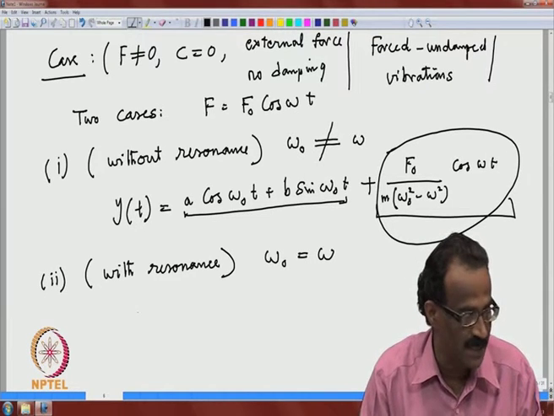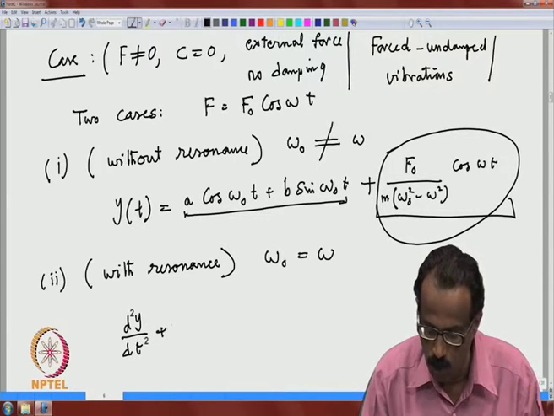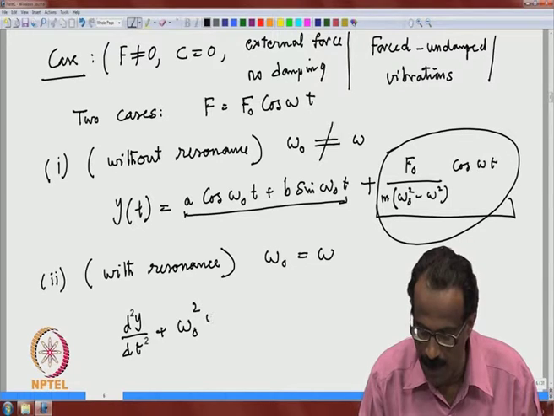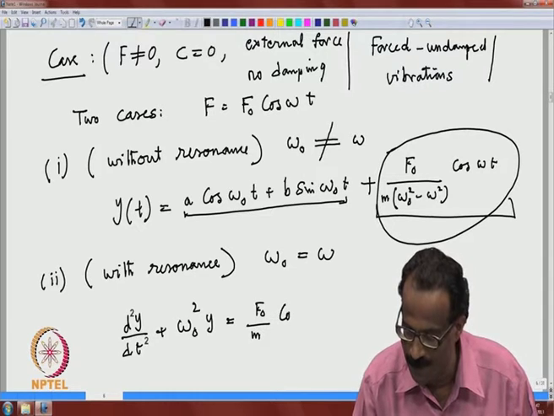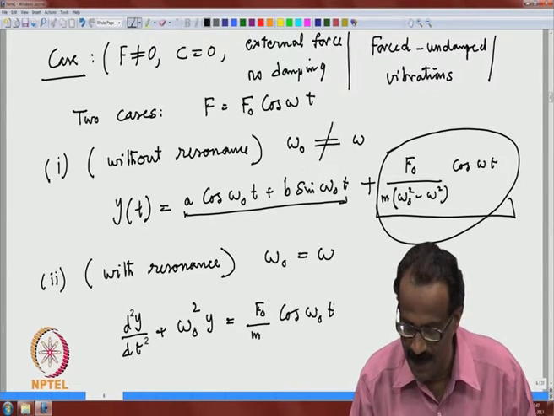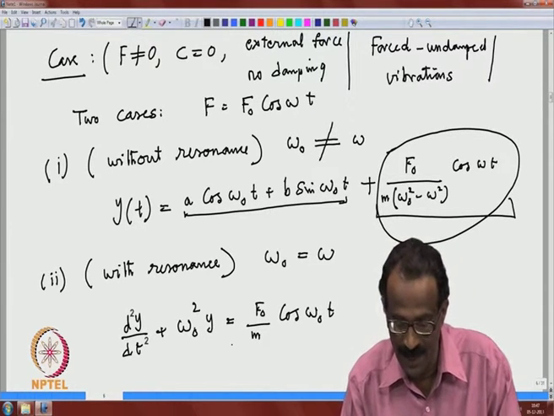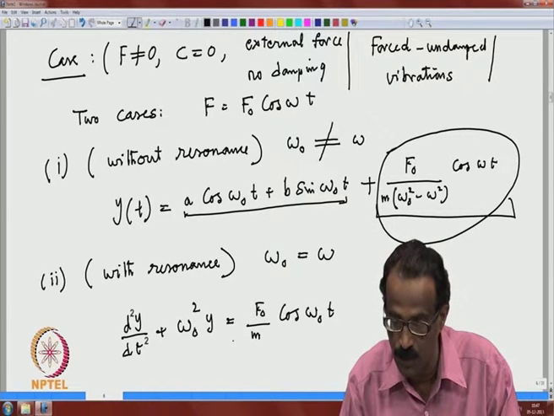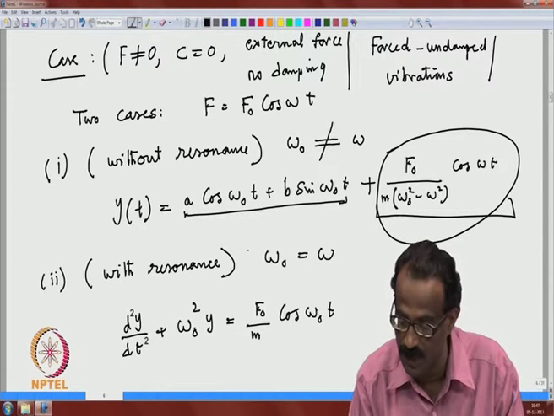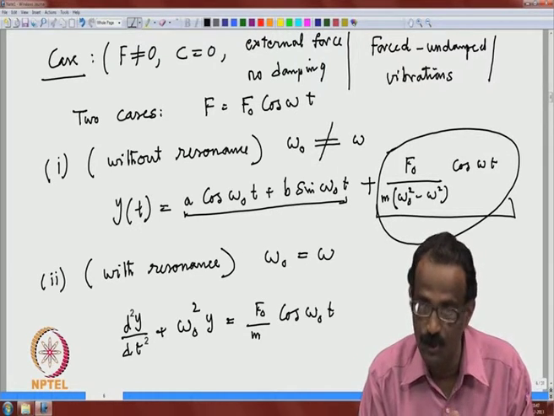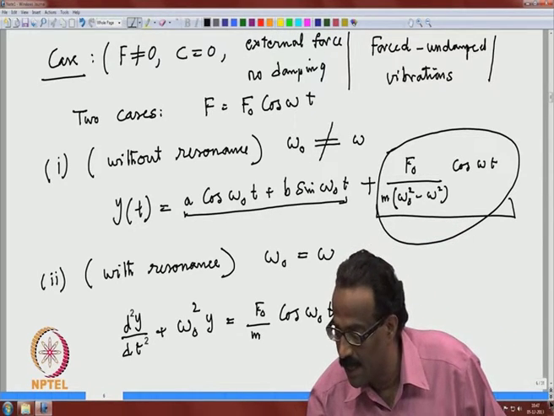So, the equation in this case looks like this: d squared y by dt squared plus omega naught square y is equal to f naught by m cos omega naught t. You have already seen that cos omega naught t is a solution to this one. So, whenever you want to find a solution to this one, anything like cos omega t may not work as a particular solution. Cos omega naught t is a solution to your homogeneous equation. So, you have to write the solution in an entirely different way.